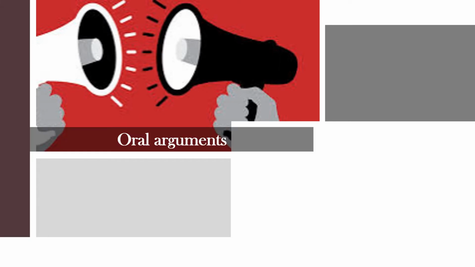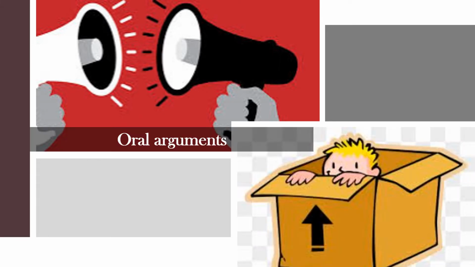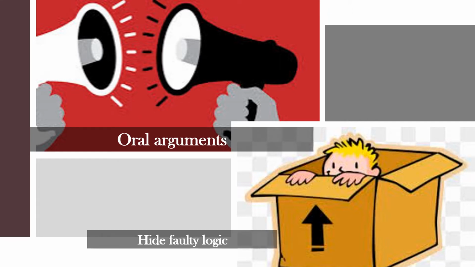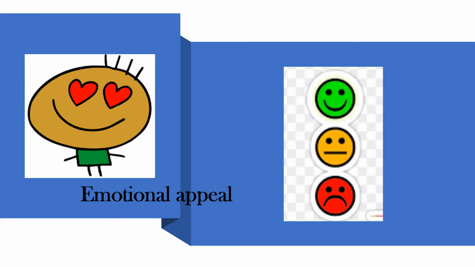Faulty logic is another kind of persuasive technique. Some oral arguments hide faulty logic or weak reasoning through emotional appeal, wherein they target the feelings of the listeners or the audience.